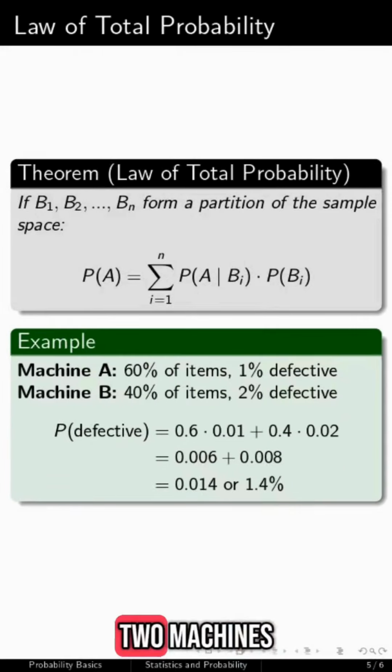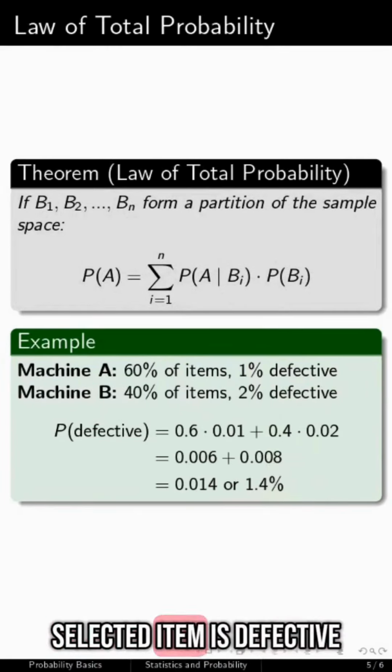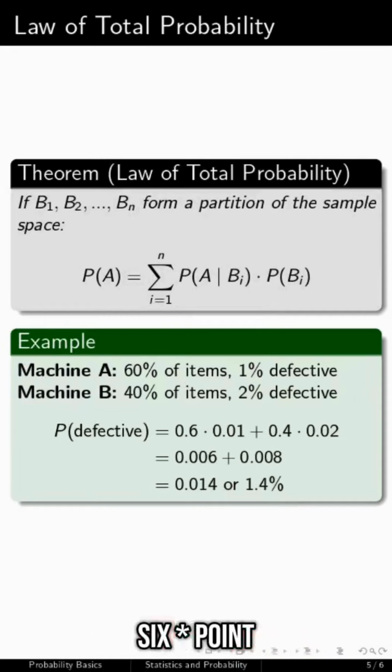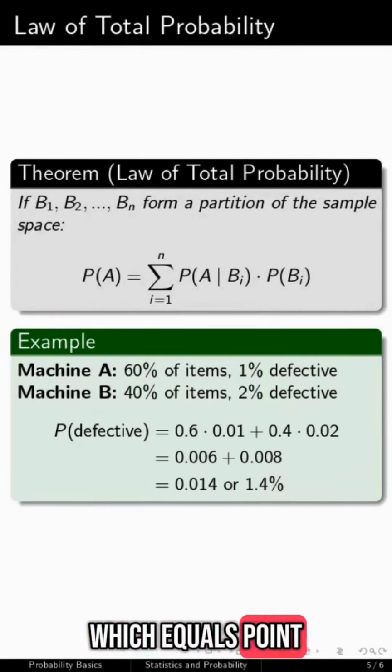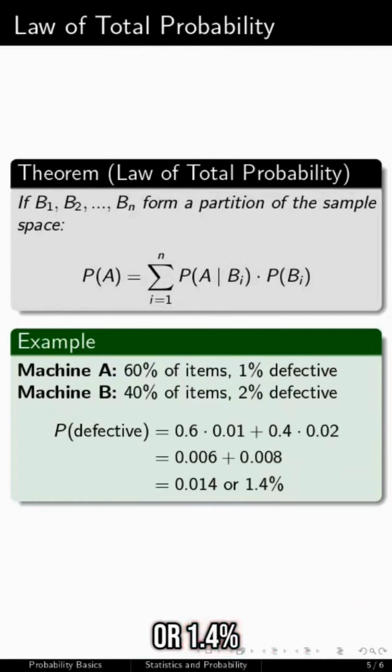A factory has 2 machines. Machine A produces 60% of the items. Machine B produces 40%. 1% of items from machine A are defective. 2% from machine B are defective. What's the probability that a randomly selected item is defective? We compute 0.6 times 0.01 plus 0.4 times 0.02. That's 0.006 plus 0.008, which equals 0.014, or 1.4%.